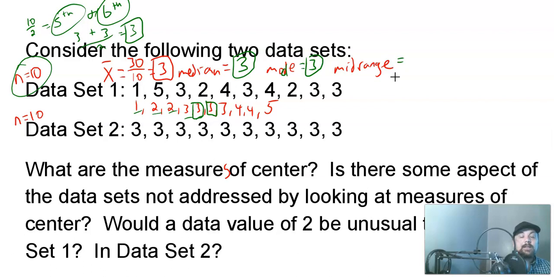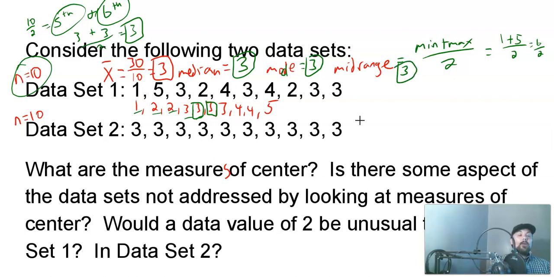And then the mid-range is you take the minimum plus the maximum and divide by 2. Our minimum value here is 1. The maximum value is 5. So that's going to be 6 divided by 2, which again is 3. And so for data set number 1, every single measure of center is 3. So by almost any way you could look at it, the center of data set number 1 is 3.